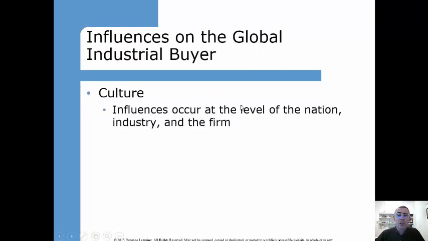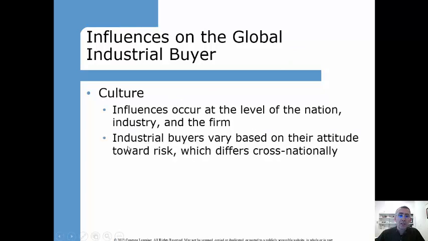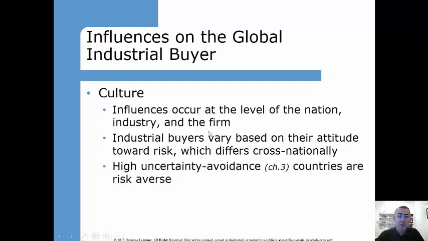All right, the influences on the global industrial buyer. Culture plays a role. Again, influences occur at the level of the nation, the industry, and the firm. Industrial buyers vary based on their attitude toward risk, which differs cross-nationally. And this is where we'll talk a little bit about Geert Hofstede. If you guys remember, we talked about him before in terms of culture and how to measure and compare cultures from different countries. And one of the key indices that he had was uncertainty avoidance. This is all from chapter 3.